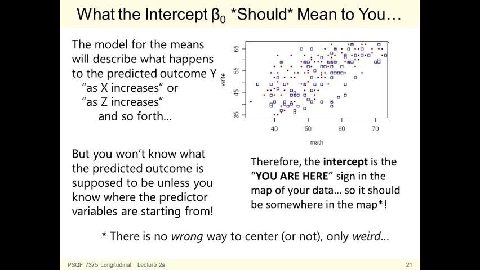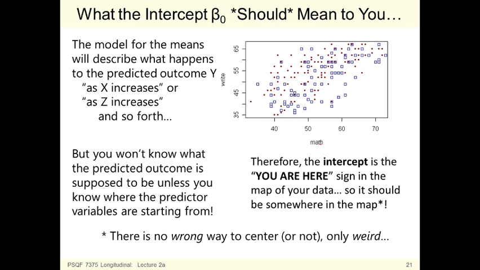Can you see my cursor, up here in the right-hand corner? If the intercept is over here in the right-hand corner, does it make sense to talk about what happens as math increases? No. If you're here, then math can only decrease, and writing can only decrease.